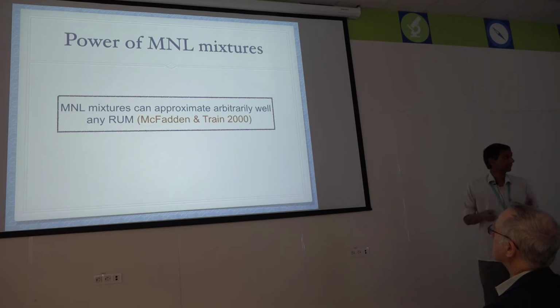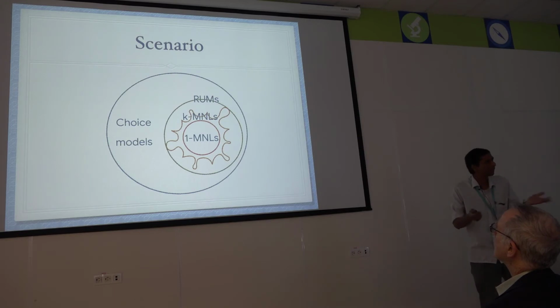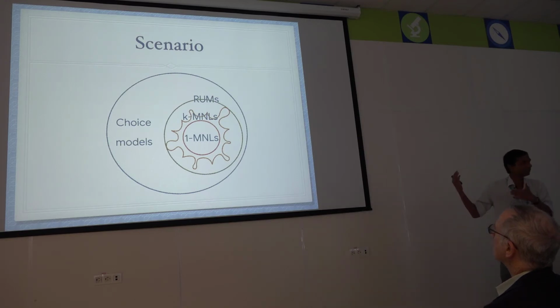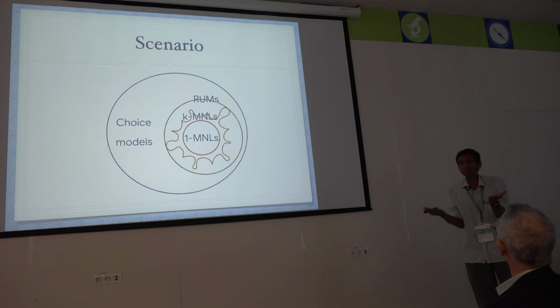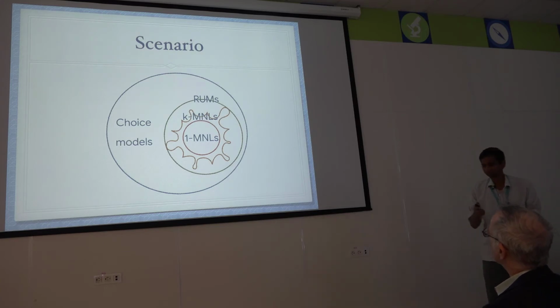So they are very powerful actually. MNL mixtures are very powerful. In fact, we show that you only need a polynomial. The course set result I showed you earlier, that n squared over polynomial epsilon squared, says that you don't even need that many mixtures. You only need polynomially many mixtures to approximate any RUM.